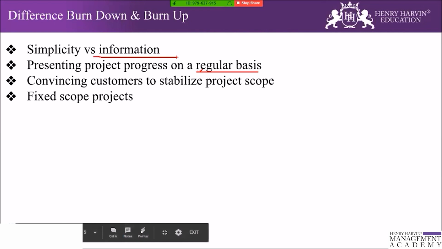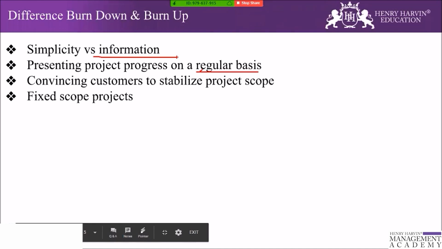The third one is convincing the customer to stabilize the project scope. Scope creep is the enemy of every software project. In the face of scope creep, burn down charts start to look like little progress is being made. However, a burn up clearly makes the scope creep problem visible to the customer. And this may even help you to convince them to stop requesting changes and allow the project to complete.